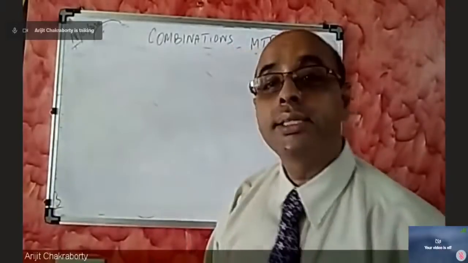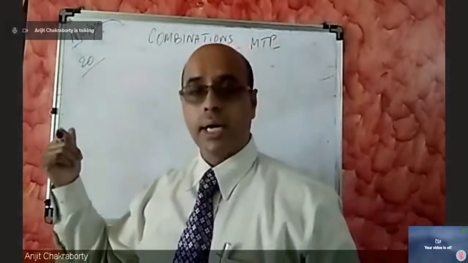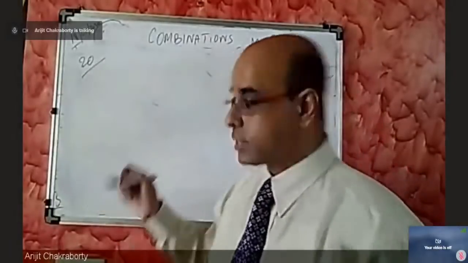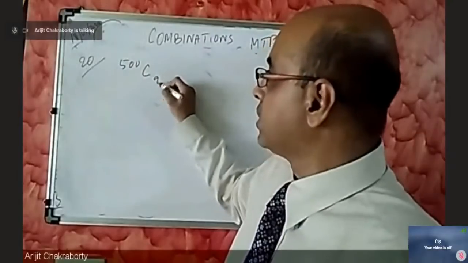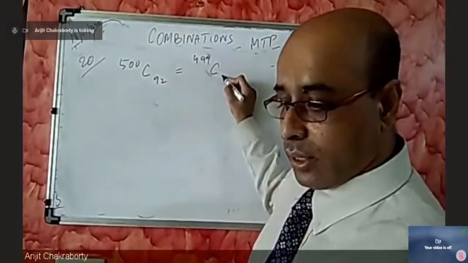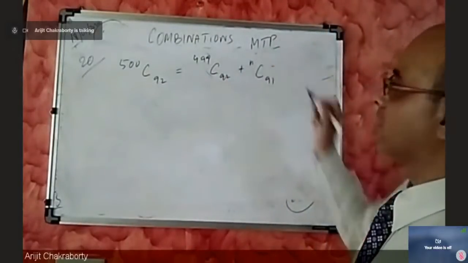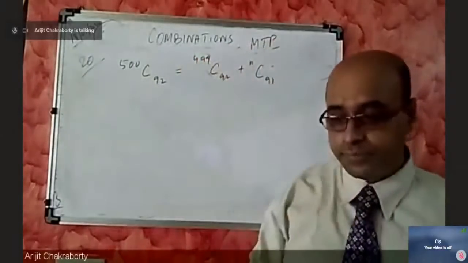Okay, I'm taking example 20 now. Please see exercise 5C, and the question number is 20. So this is 500C92 is equal to 499C92 plus nC91. This is a very simple one, not that tough.